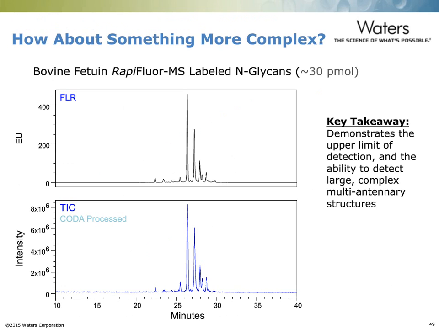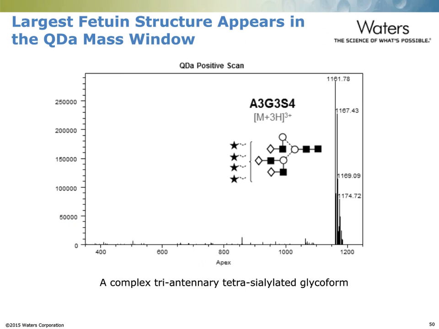So if we look at something more complex, and this is a separation that we had seen earlier, which is the separation of bovine fetuin released glycans labeled with RapiFluor-MS. Again, we have very good correlation. And as I mentioned, these can be very complex, very highly sialylated structures. So if we look at the spectrum for one of those structures, in this case we're looking at a triantennary tetrasialylated structure, and we get very good MS response for that structure, and the mass information here is enough to allow us to monitor and confirm the presence of that structure within that separation.